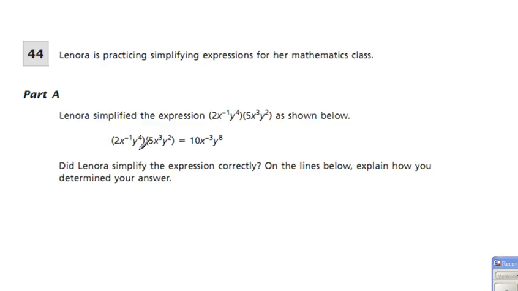So she simplified this one in this way. Okay, 2 times 5 becomes 10, that's okay. X to the negative 1 and x to the 3. Oh, and in fact, instead of adding those two exponents, she multiplied, I guess. 4 and 2, same thing here. Did Leona simplify the expression correctly? The answer is no.